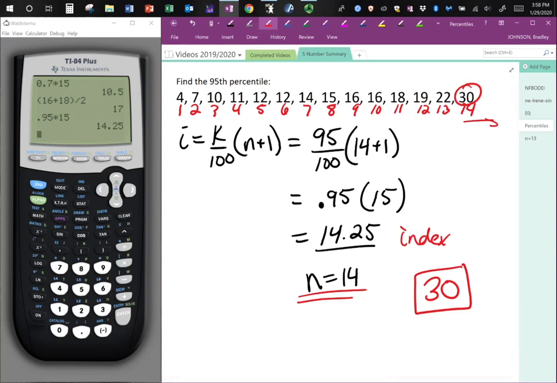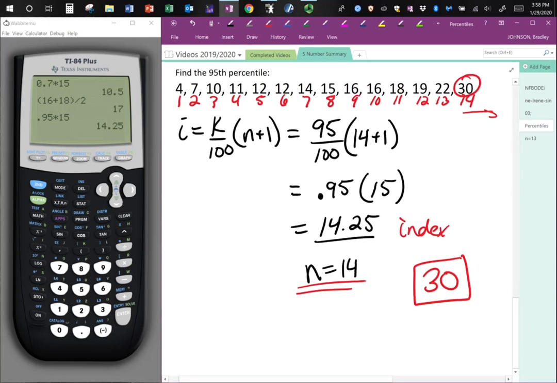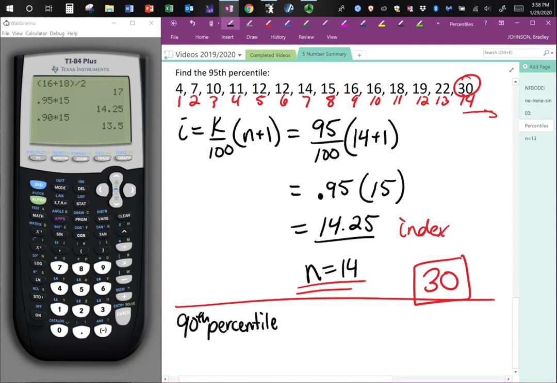So how about we do an example with the 90th? If it was the 90th, we would do 0.9 times 15. That would give me 13.5. So let's look at that. Let's actually find the 90th percentile. The 90th percentile, I just rewrote it, would be 0.9 times 15, and that comes from the pattern that we've been doing before, and you get 13.5.